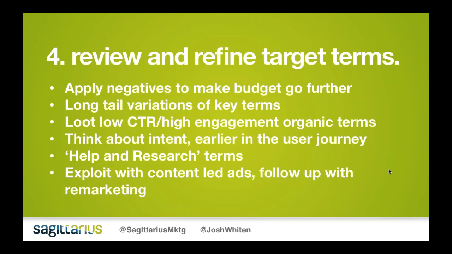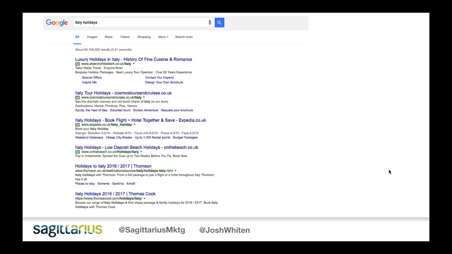But also think about the intent behind the search, and try and target your audience earlier on in the user journey, when they're maybe using help and research type search terms. They're going to be less competitive. You could exploit them with surfacing content in your website that answers their questions. And then if they've looked at your blog content, for example, then you can aggressively follow up with remarketing to promote your products and services.